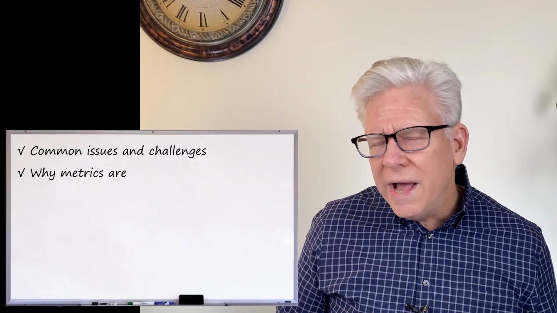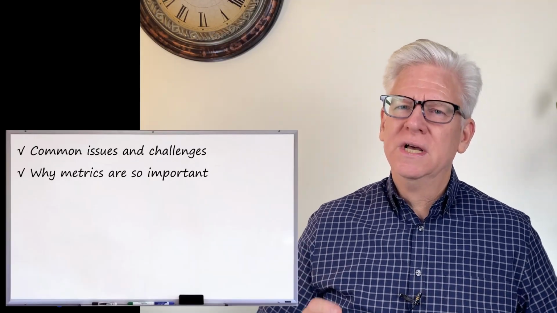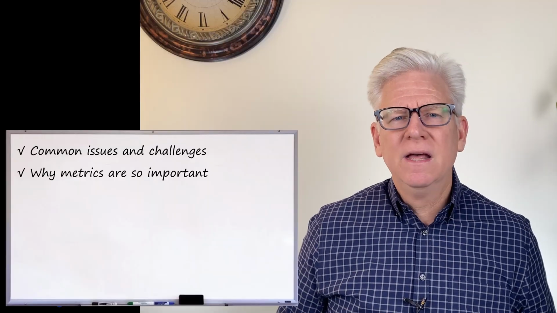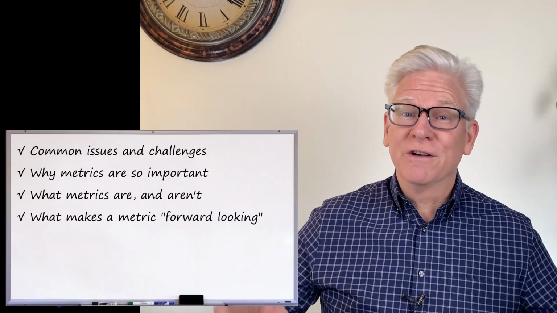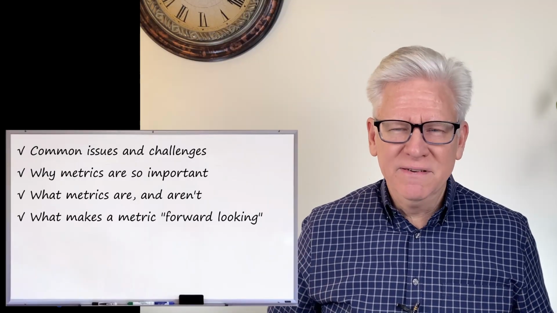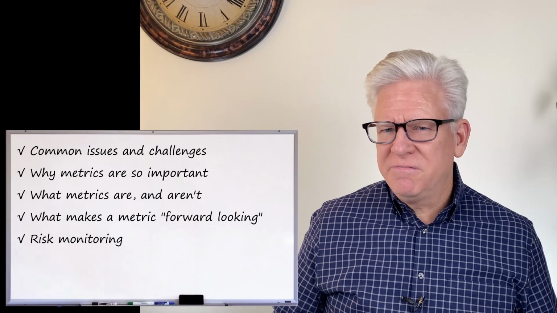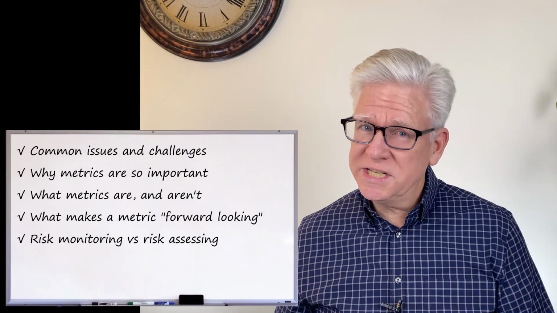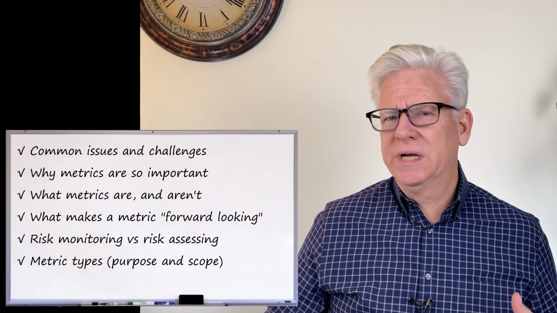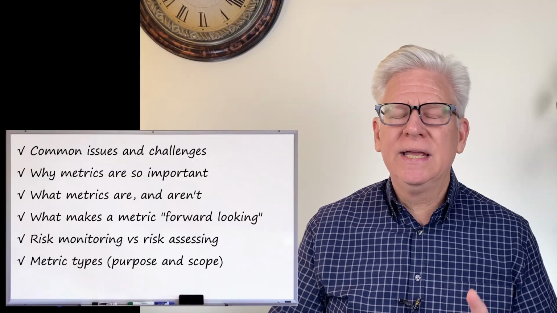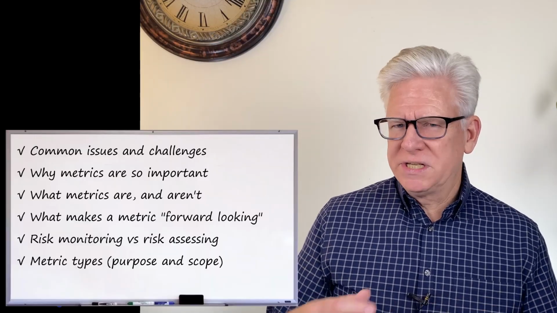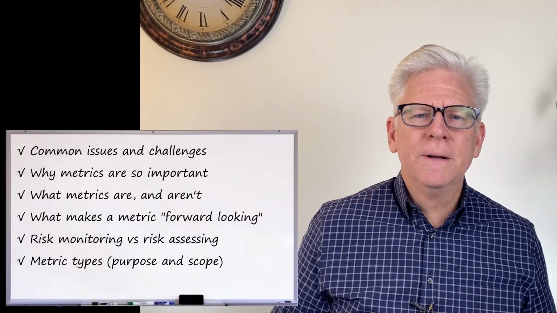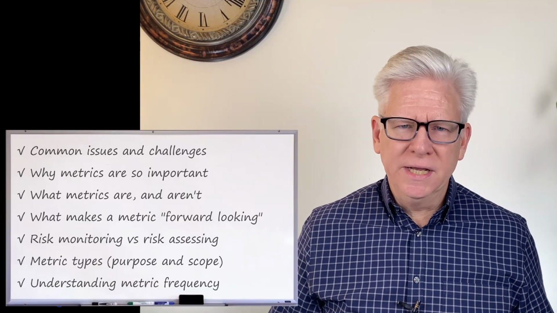metrics, why metrics are one of the most important risk management tools that we have, establishing what metrics are and aren't, what makes a metric forward-looking or in some way predictive of a possible future event, the difference between risk monitoring and risk assessments, the different metric types, notably the difference between KPIs, KRIs, and KCIs, and the difference between business unit roll-up and macro metrics. And then finally, understanding metric frequency. So if you missed that video, you can get to that here.